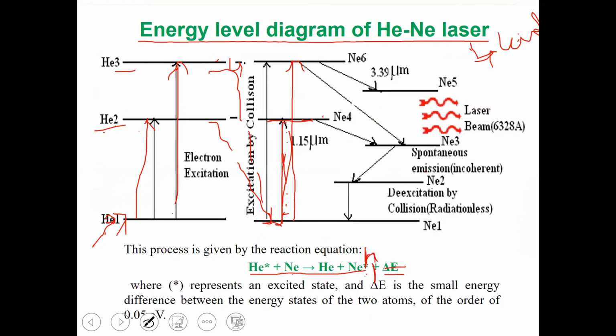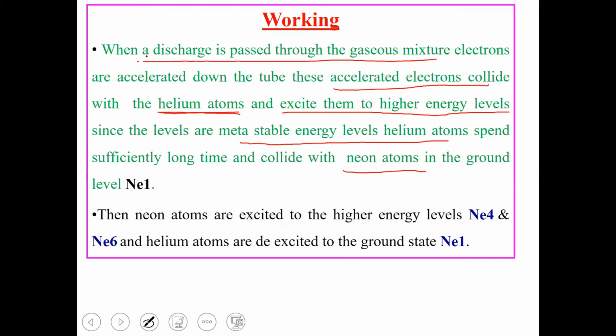First, due to the electrical discharge, the electrons collide with the helium atoms. The helium atoms move to the E2 state, the He2 and He3 states. These two states are metastable states. Metastable state means the lifetime is longer, so they stay for some more time. Therefore, while coming down to the ground state, they collide with neon atoms at the ground level Ne1.